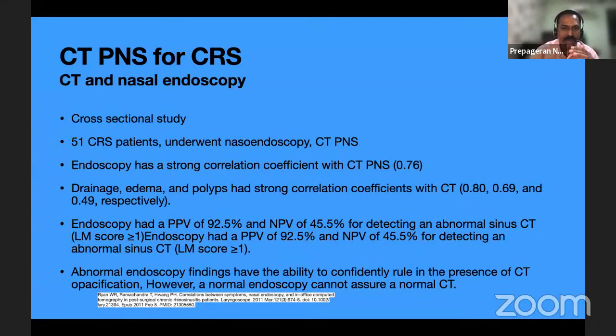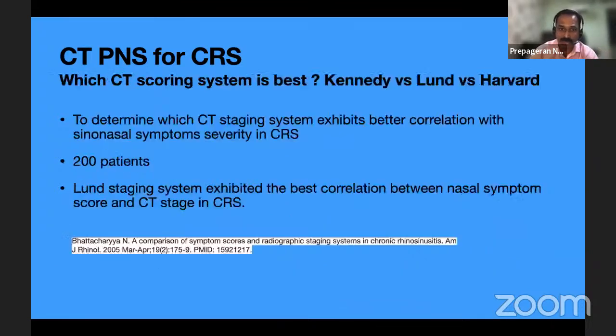If you compare the correlation between a nasal endoscopy and a CT scan, you will find that the correlation is very good. However, an abnormal endoscopic finding has a direct correlation with the CT scan finding, but a normal endoscopy does not assure a normal CT scan. So you can have a normal endoscopic examination, but the CT scan will show you abnormal results as well.